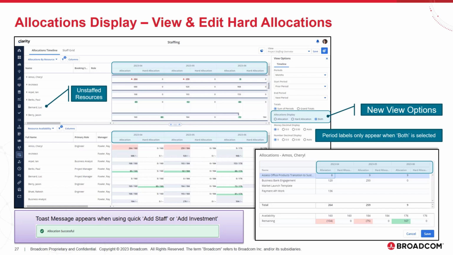A new toast message appears after performing a quick add when adding an investment to a resource or when adding a staff member to an investment. New view options are now available to display either allocations, hard allocations, or both. The labels for this type of allocation will only appear when both is selected.